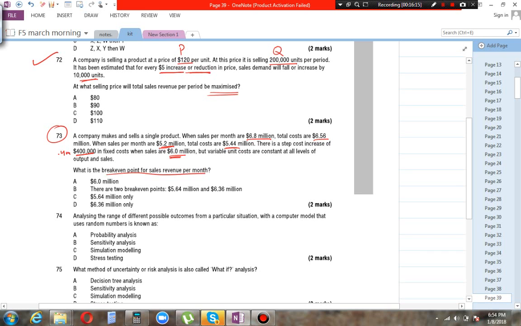So you are given two sets of sales here, 6.8 million and 5.2 million, and it says that the step cost will be included in those sales if it is 6 or above. So basically when you have 6.8 million, the cost was 6.56, and this cost includes a step cost. The second one won't, because the sale is less than 6, so this won't include step cost. But the variable unit cost is constant at all levels of output and sales.